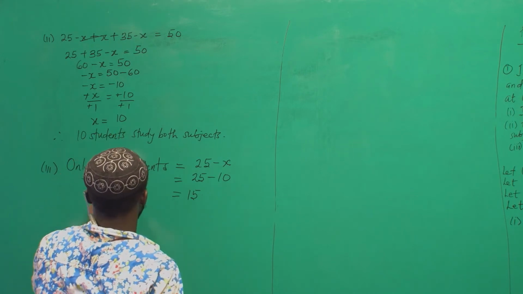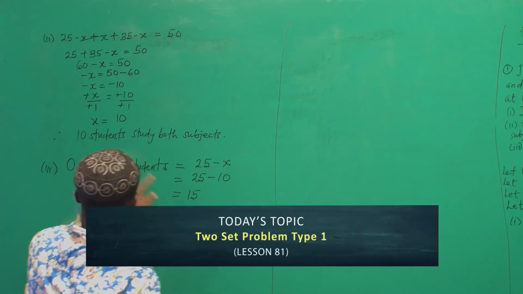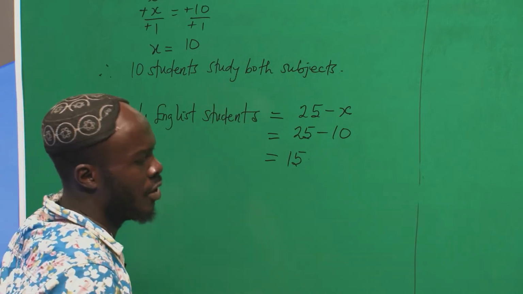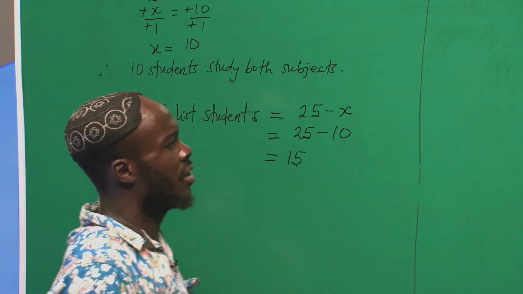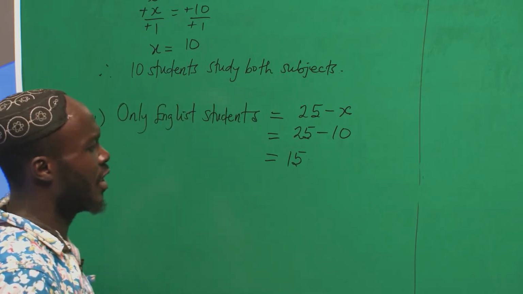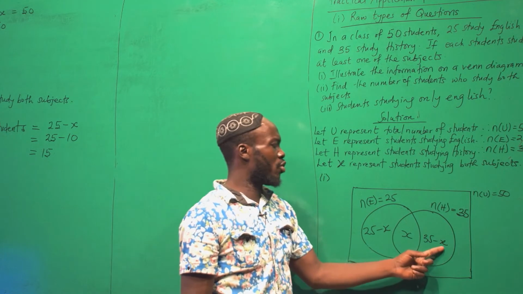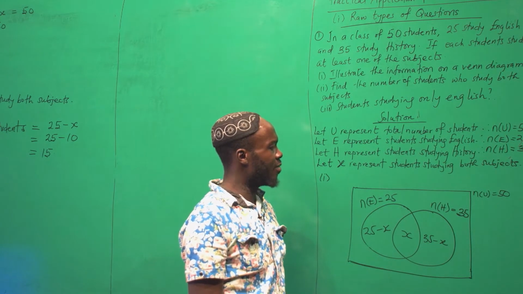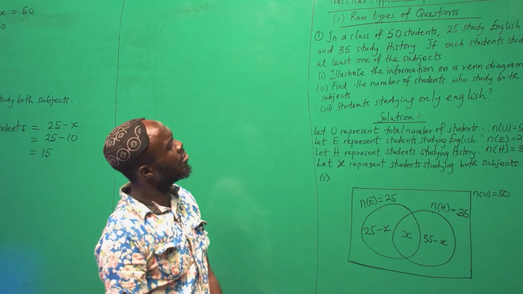So since we've written only English students, there's nothing to be written like this again. Or if you write it also, there is no problem. And so we have 15 students studying only what? English. So therefore, when we want to look for the only history also, we just subtract 10 from that. Then we get what? 25. That is only history.